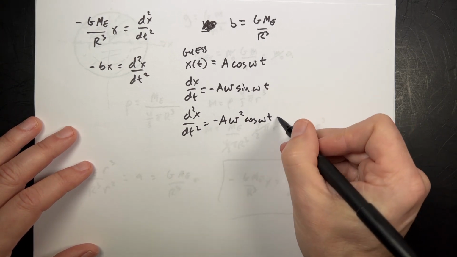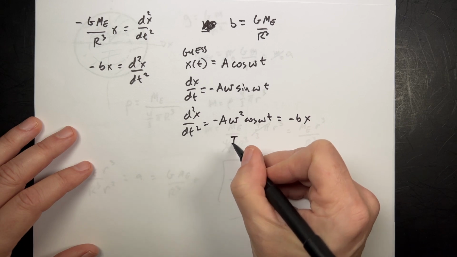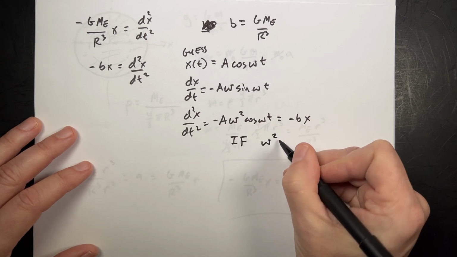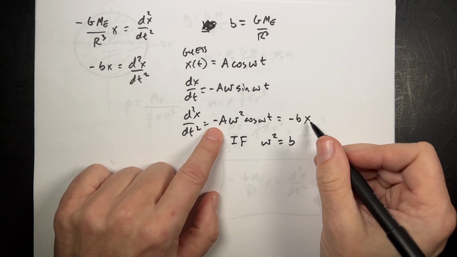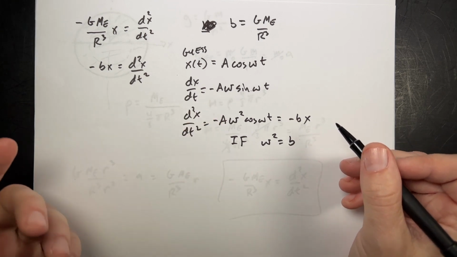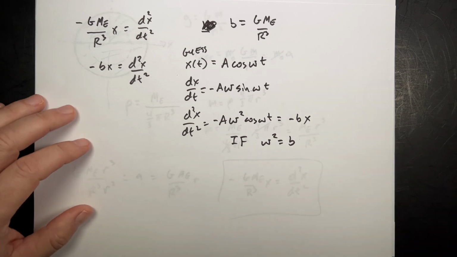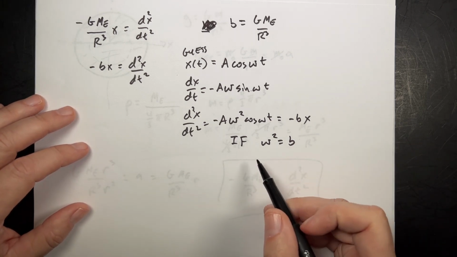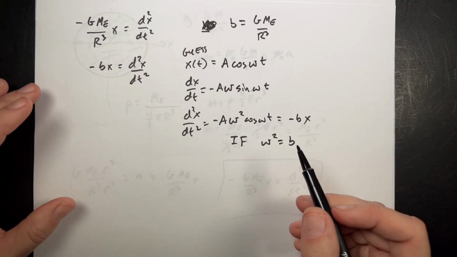And you'll see that that is equal to negative b x if omega squared is equal to b, right? It doesn't matter what a is, because that a is in the x. Actually, we can find that from the initial conditions. We will in just a second. But it doesn't really matter, to tell you the truth. The a is the initial position. I'm going to go ahead and tell you that.